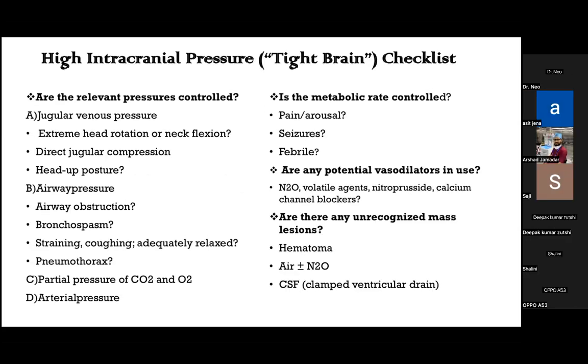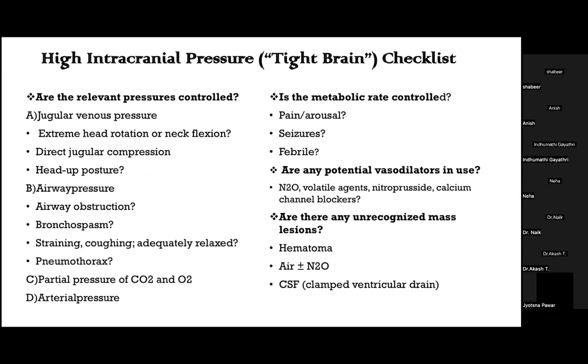Now, there should be a systematic approach when you have a tight brain in the intraoperative period. So what is the checklist for high intracranial pressure or tight brain? One, we must ensure that the other relevant pressures are under control, that is jugular venous pressure: there is no extreme head rotation or neck flexion, there is no direct jugular compression, and the head is given at least 10-degree head tilt.